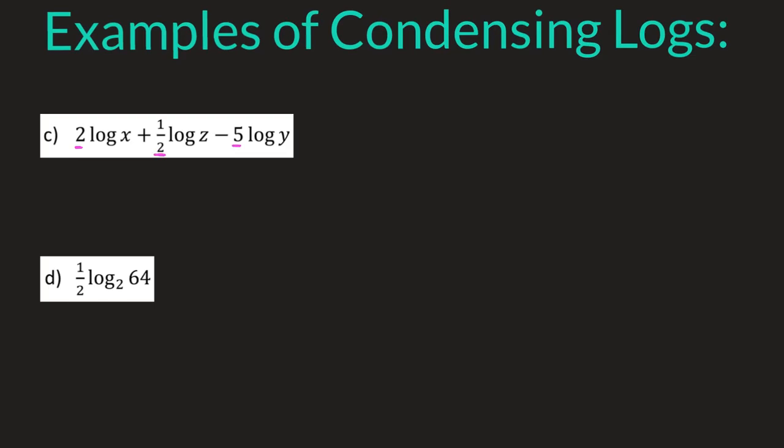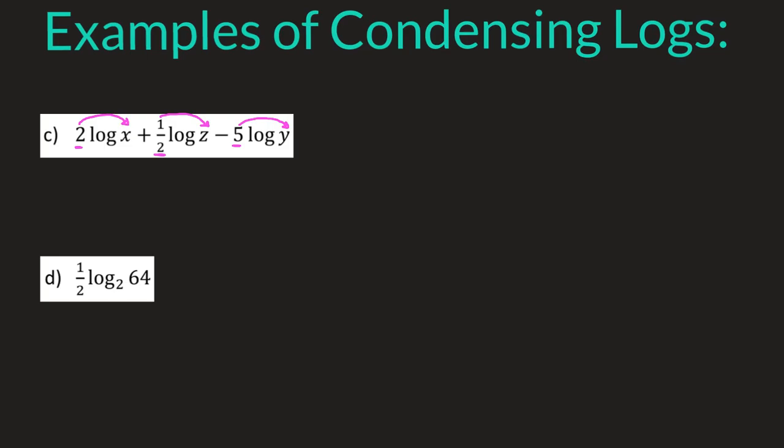So just to help me, I always like to draw a little arrow about where it's going to go. That 2 is going to become the exponent of x. This 1/2 will become the exponent of z. And the 5 will become the exponent of y. Now, it might be helpful for you to rewrite that information underneath, and then we can condense it in just a second.